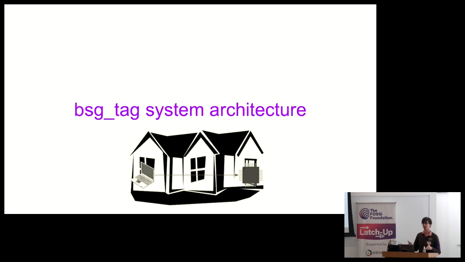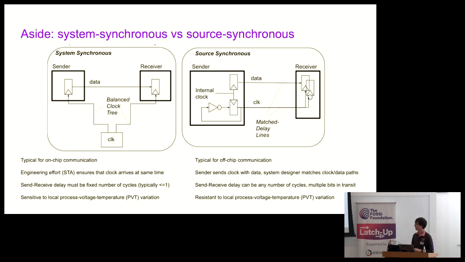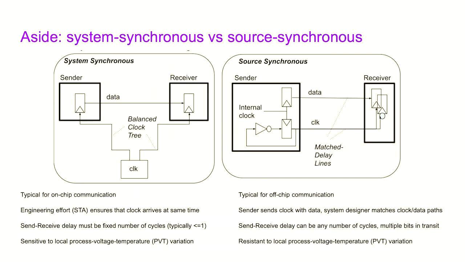So now we'll talk a little bit about a system that uses BSG tag. What does that look like? Just a quick aside, some terminology. There's system-synchronous versus source-synchronous systems. System-synchronous is what most people think about when you have a digital system. You have a single clock which goes to multiple flops, and there's some timing requirement that the skew between those two, or the delay between those two flops, is less than 1 clock cycle, so that when the clock hits, everything is synchronized.